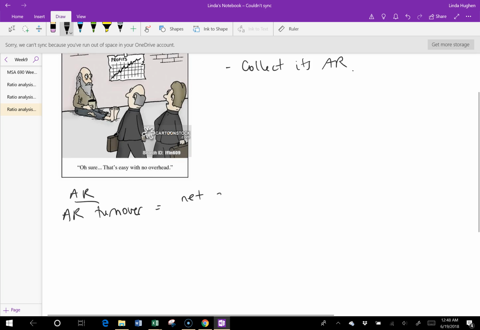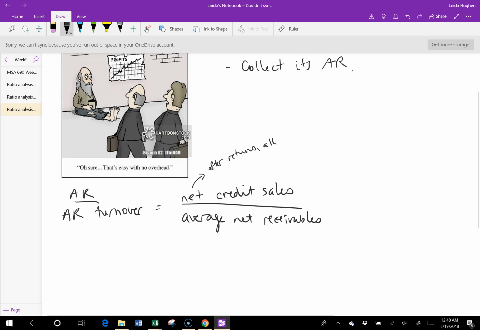The first measure of accounts receivable is the accounts receivable turnover, which is technically net credit sales divided by average net receivables. So what do we mean when we say net? Net in the numerator, when we put it in front of sales, means after returns and allowances, discounts. And when we say average net receivables in the denominator, net means net of the allowance for doubtful accounts.